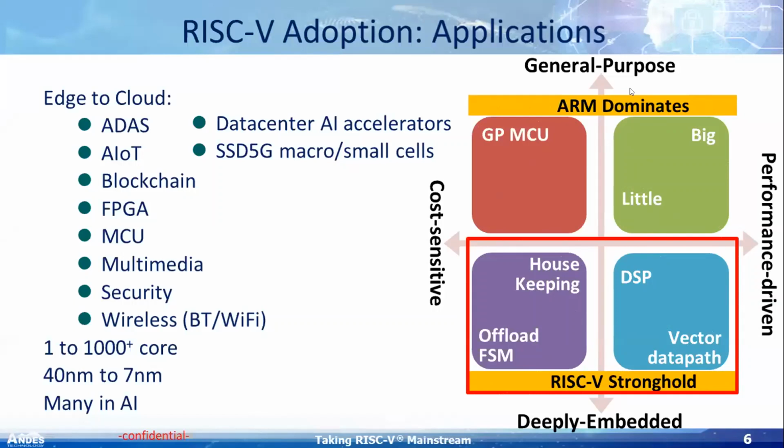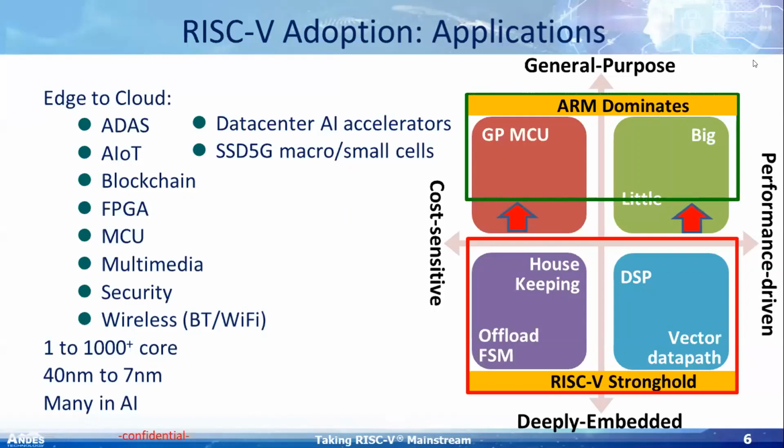However, what we are seeing in the last 6 to 12 months is RISC-V moving into these ARM-dominated regions, where you really have high-power microcontroller units, the big.LITTLE principle or so. So RISC-V is getting stronger and stronger and really pushing up into general purpose and performance-driven applications.